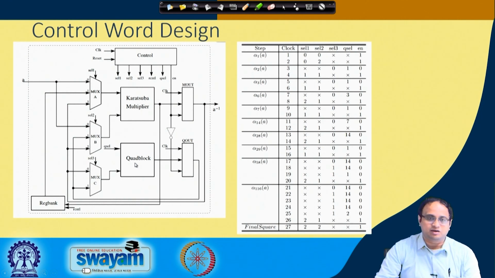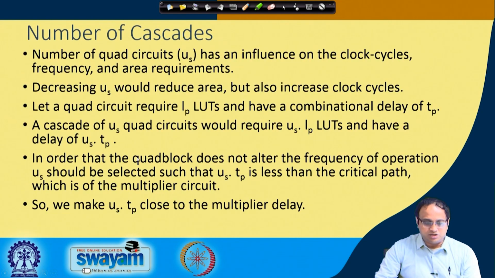If you make a very erratic design of the quad block, then it may happen that you make your critical path worse than that of the multiplier. So, that should be a criterion for setting the number of cascades. This is a very important step: how do you decide the number of cascades, as that will set the performance of your design. For example, if the number of quad circuits is denoted US, it will have an influence on the clock cycles, frequency and area requirements.